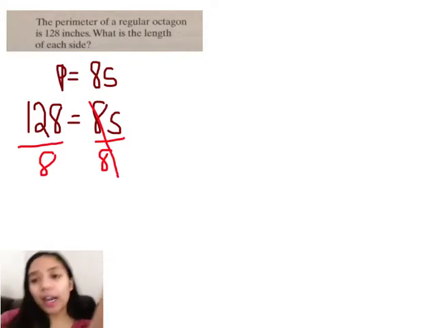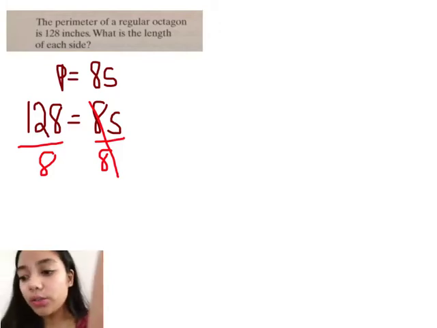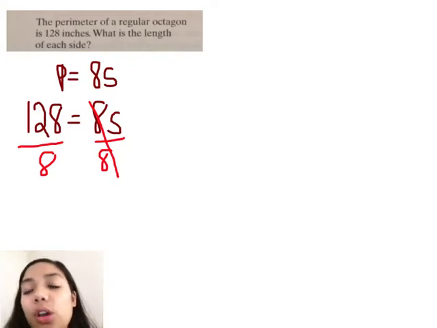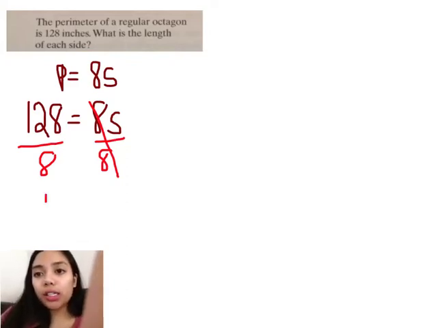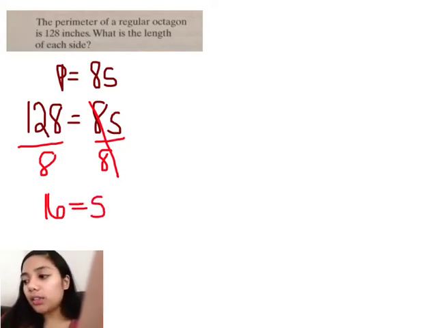128 divided by 8, I need you to pause the video and do 128 divided by 8. If you work this out and did it correctly, you should have gotten 16 equals s. Well, what does s equal? S is the length of each side.